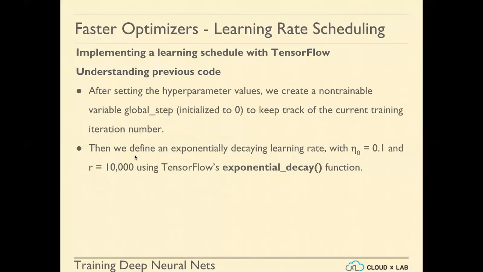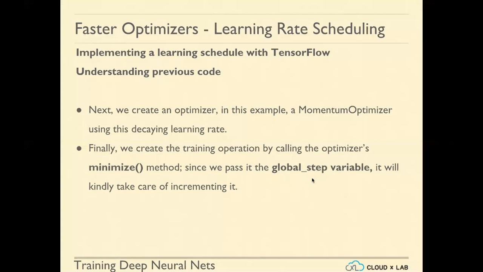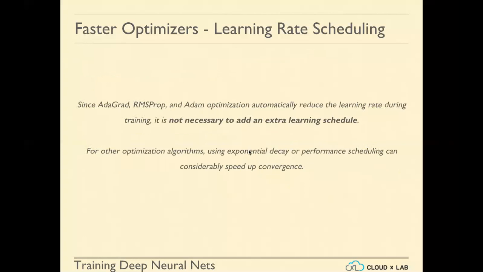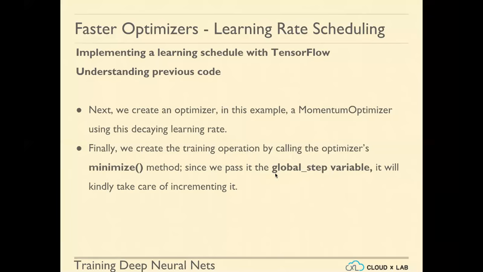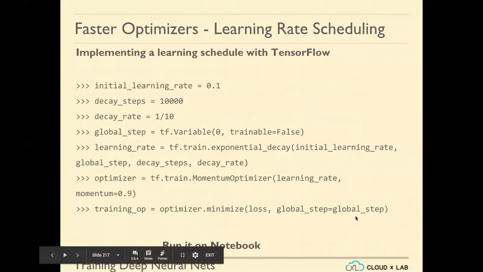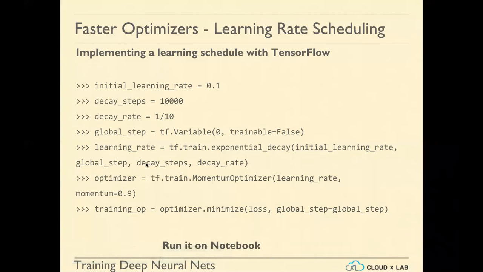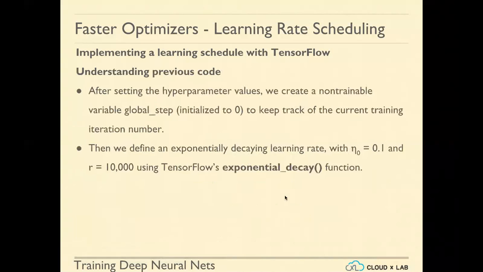Since we are passing the global step variable, it'll take care of incrementing it every step. So global step equals the variable that we're passing. The function optimizer.minimize takes care of increasing the global step every time. T is what global step is, and the initial learning rate we have to give. The global step is T, the decaying step is R, and the decaying rate is C. And that's how we control it.